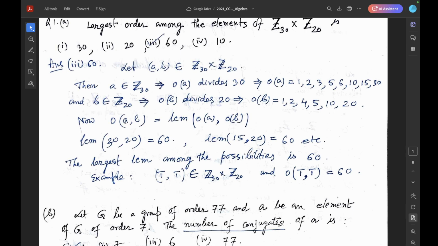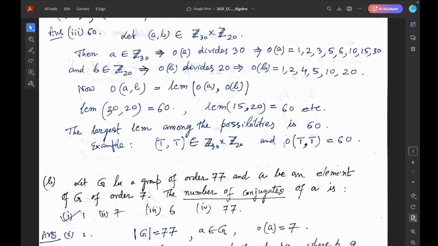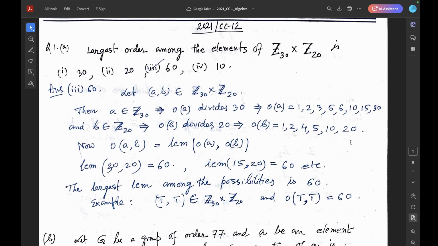Now the order of the ordered pair (A, B) equals the LCM of order of A and order of B. Now LCM of 30 and 20 equals 60, and LCM of 15 and 20 equals 60, etc. Hence the largest LCM among the possibilities for order of A and order of B may be 60. Example, (class 1, class 1) belongs to Z30 cross Z20, and order of (class 1, class 1) equals 60. So correct option is 60.